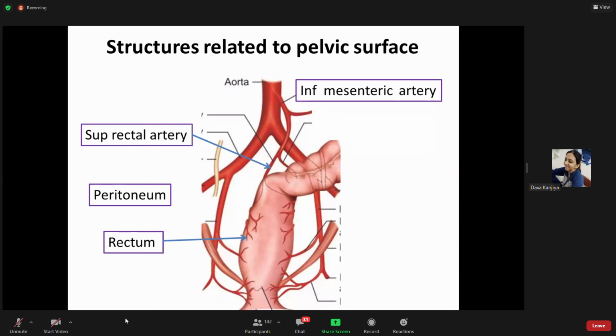So the structures related to the pelvic surface of the sacrum, again I repeat, are the median sacral vessels in the midline. On either side of the median sacral vessels lies the sympathetic chain. Then the upper 2.5 pieces of the sacrum are related with the peritoneum, the lower 2.5 pieces related with the rectum, and in between the rectum and the sacrum lies the bifurcation of the superior rectal artery, which is a branch of the inferior mesenteric artery.